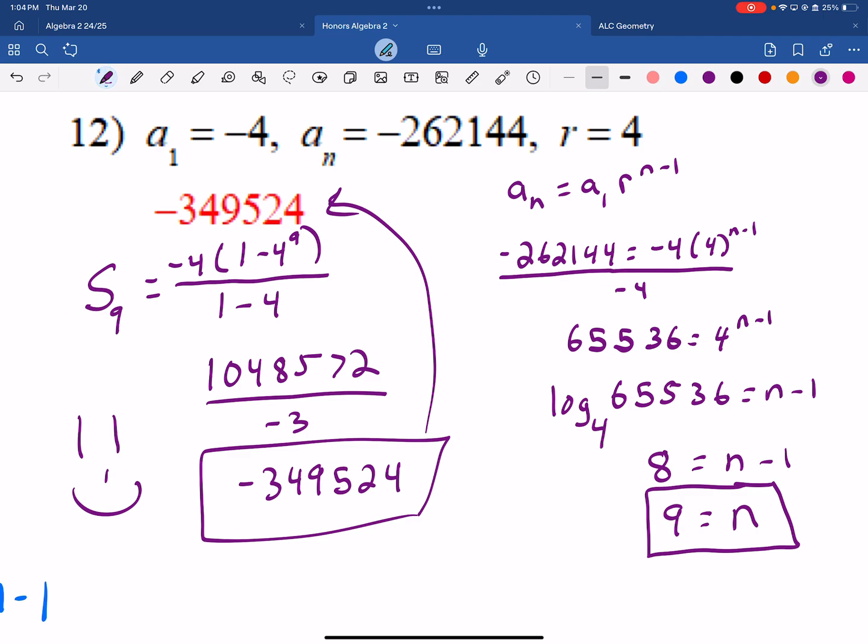So we got our n value is 9. Log base 4 of 65,536 is n minus 1, so I add 1 to both sides. Look at our n values. It's not easy stuff by any stretch today. Any questions with this one? Or how about going about it? I get it, it's hard. But did everybody see the process that we did? You're going to get practice.